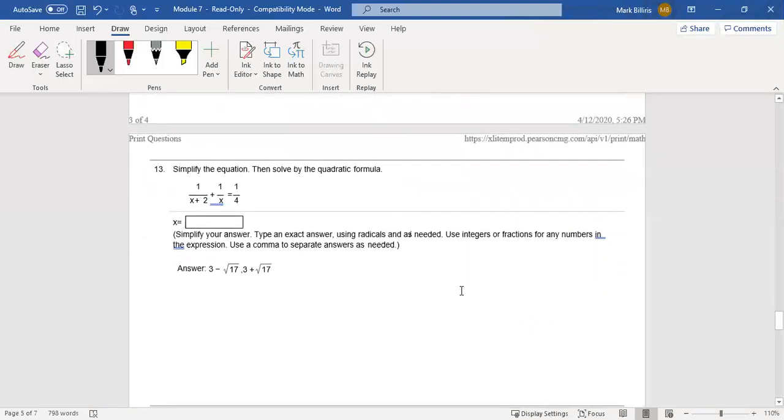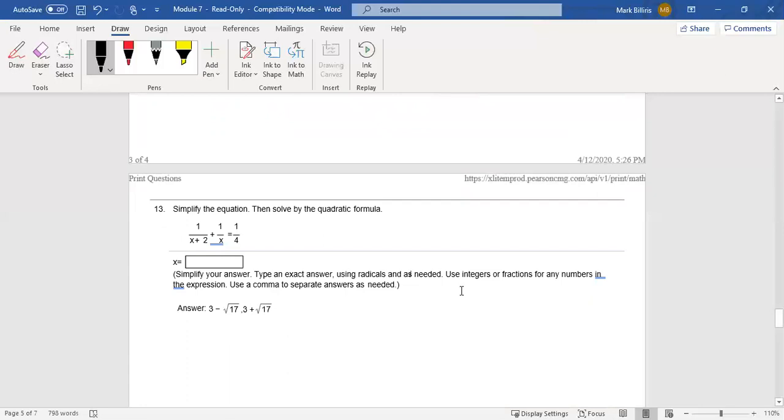Now we're getting into solving equations, and then we're going to use the quadratic formula to help us solve. So just as we did in the past, in this case, we have 1 over, and I put it in parentheses, x plus 2, plus 1 over x equals 1 over 4.